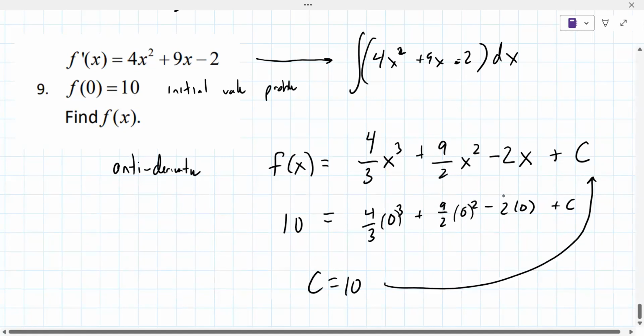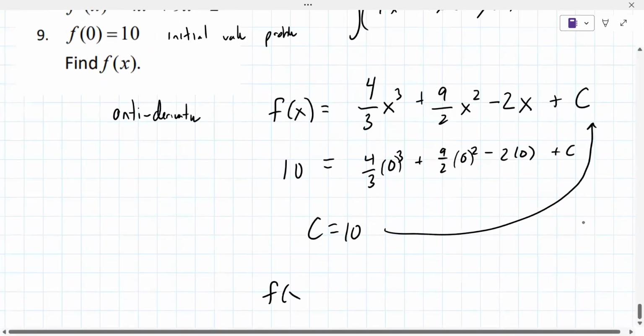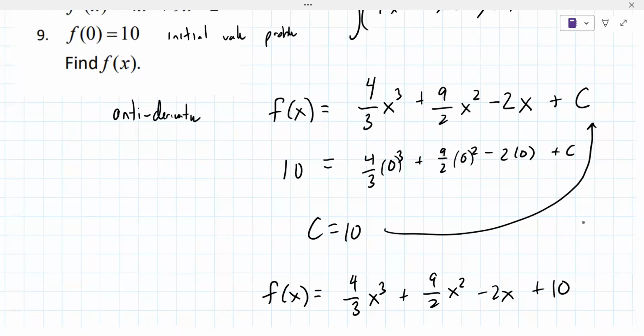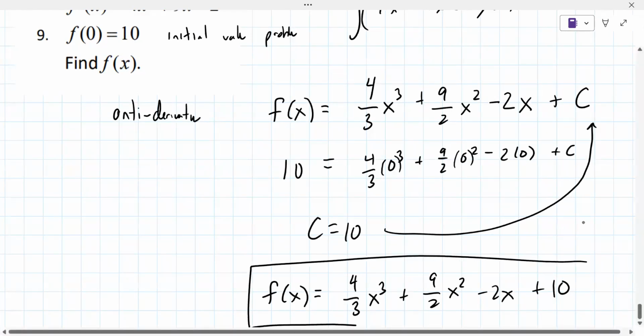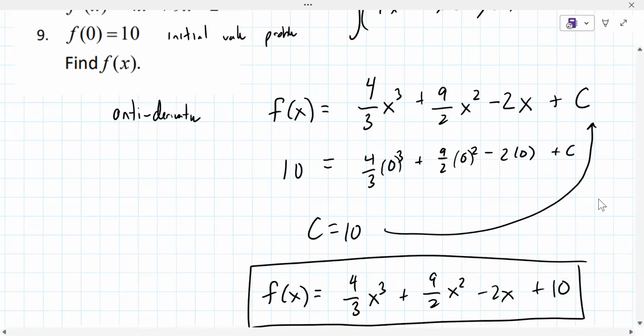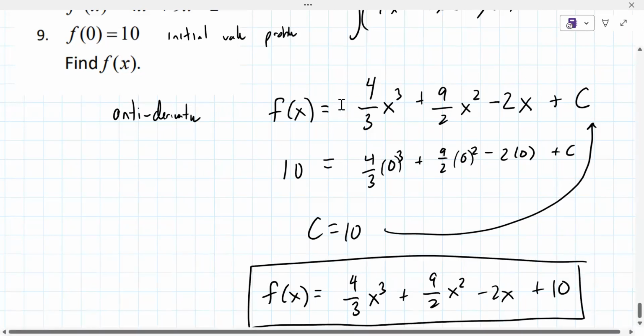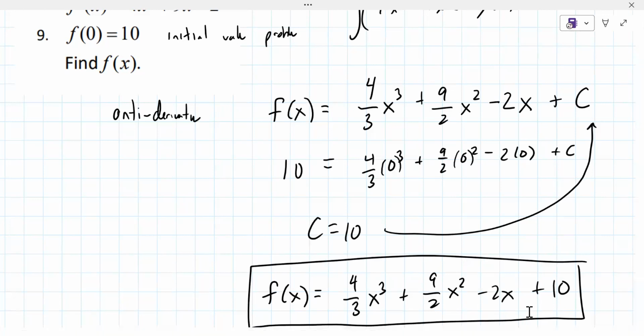It's kind of like when you find the slope or the intercept, you have to rewrite now. So this is your final answer. If you don't write this, you're not right. Even if you just do the antiderivative, even if you find C, you have to show the full everything. You can't just leave it at plus c.